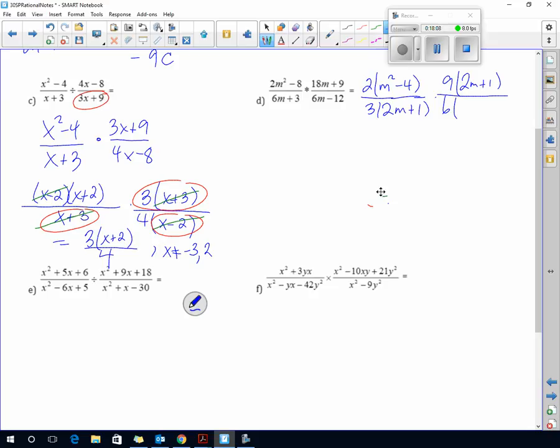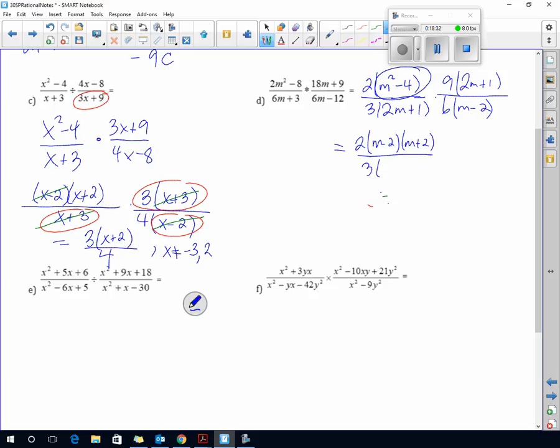Yes, right here. Does everybody see that's a difference of 2 perfect squares? So I'm going to do my next step. 2, m minus 2, m plus 2 over 3, 2m plus 1 times 9, 2m plus 1 over 6m minus 2.